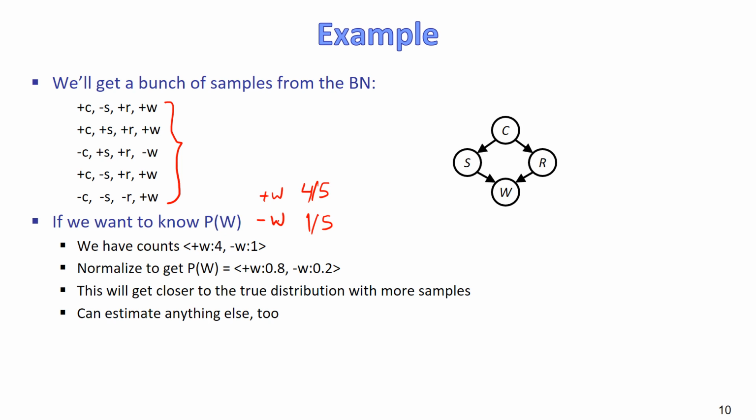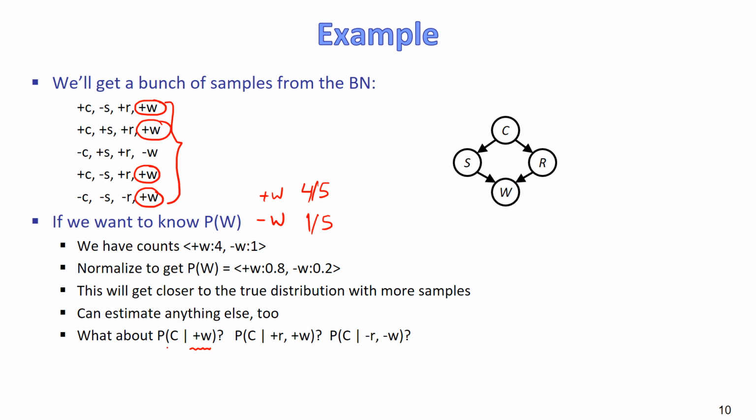Now, of course, this process can also estimate other values. So, if I want to estimate probability of C given plus W, what should I do? P of C given plus W. Now we have a condition. So we should only focus on the samples that have plus W. So, this one, this one, this one, this one.